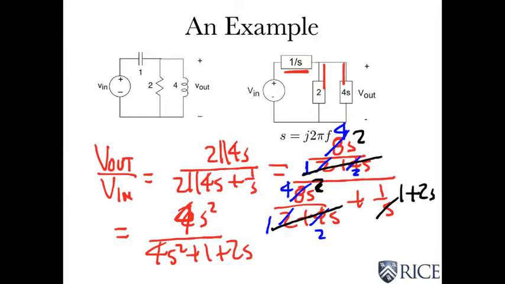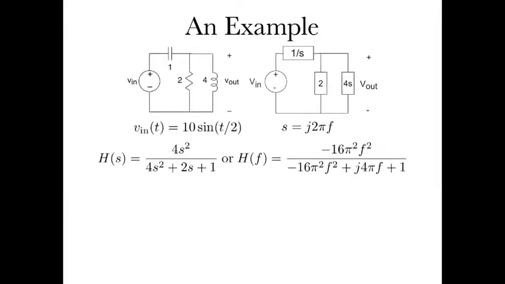Use the parallel and series rule here. We use voltage divider, parallel rules, series rules, and then we simplify. And it really makes your life a whole lot simpler to use s for j2 pi f. So this is what you get, and now I can write it in terms of f, which is what we need to do in order to solve for our sinusoidal source.